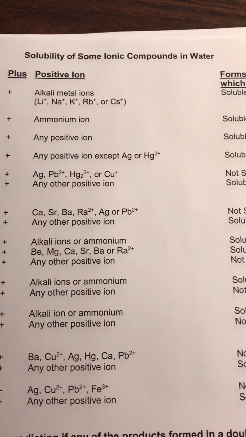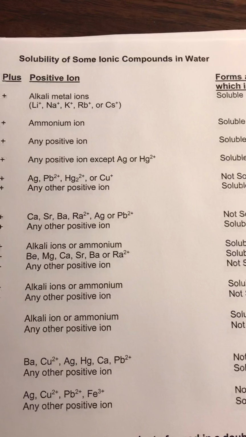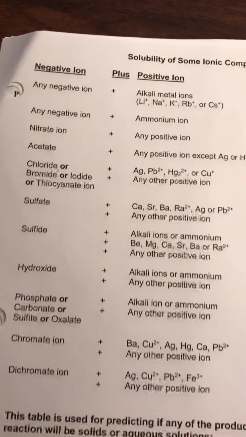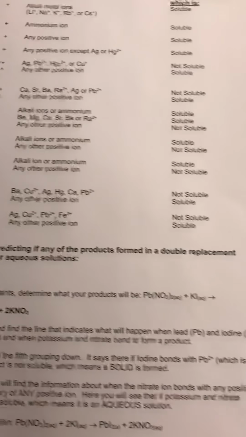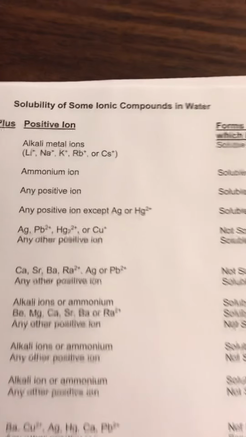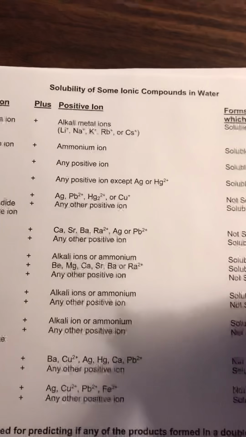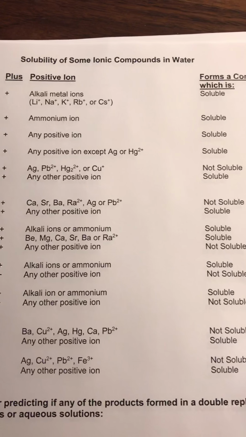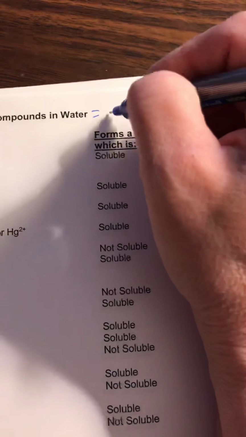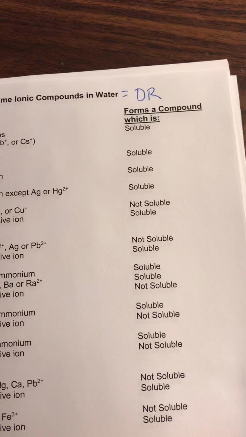All right, in this video we're going to talk a little bit about how to predict our products when we have a double replacement reaction. And what I need you all to have from your teacher is this piece of paper right here. All right, that's what it looks like. The title of it is Solubility of Some Ionic Compounds in Water. We use this table much like you use a periodic table, much like you use your ion sheet. You use this thing when we want to predict our products in double replacement reactions.